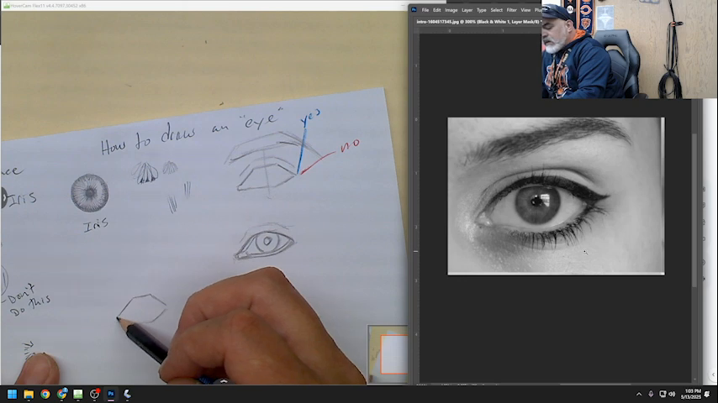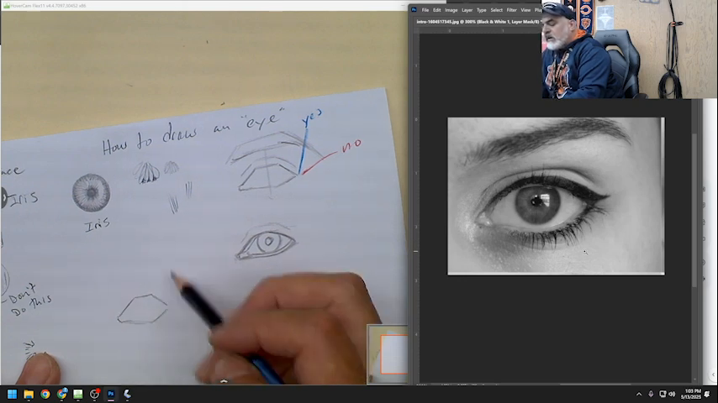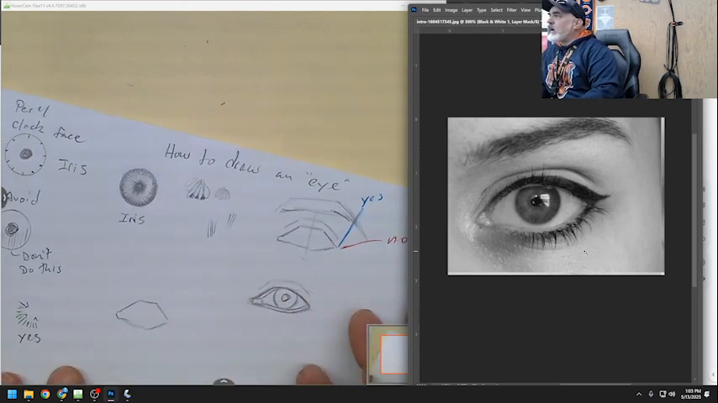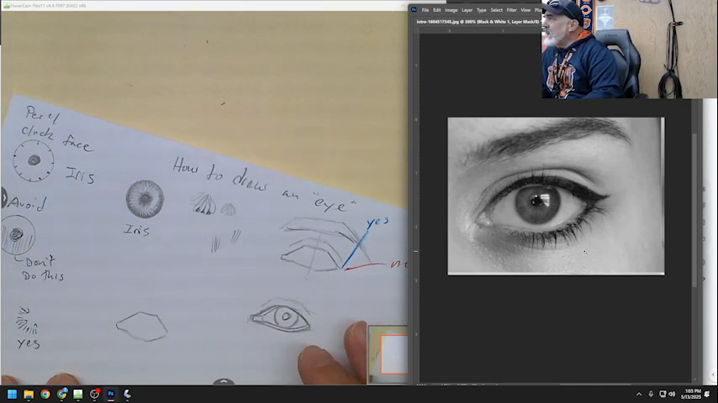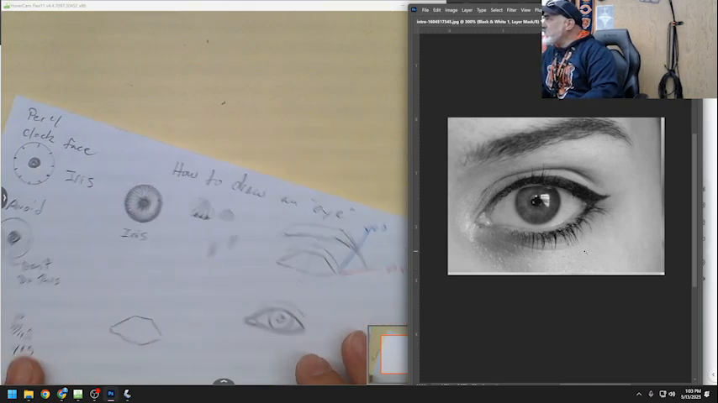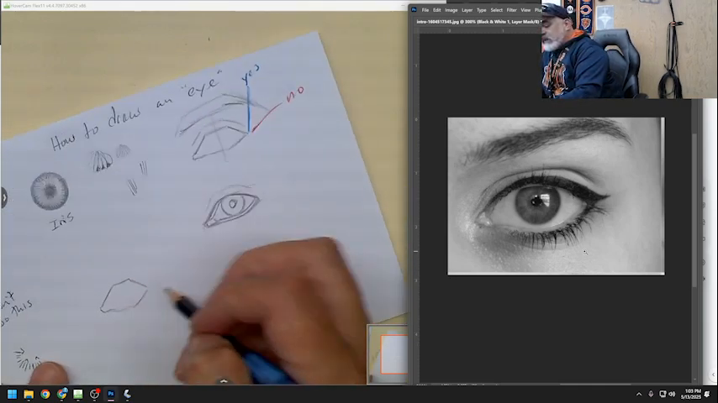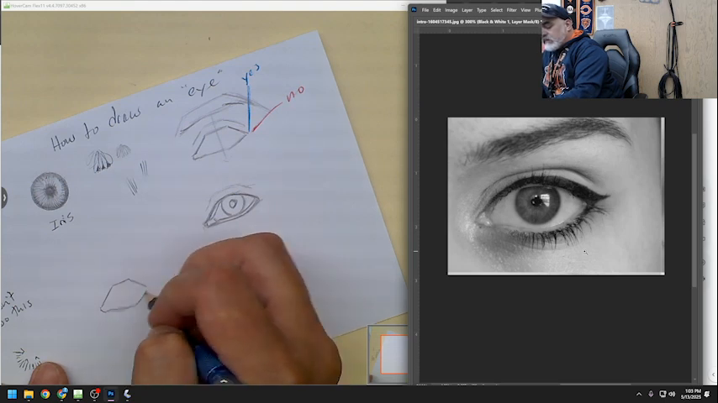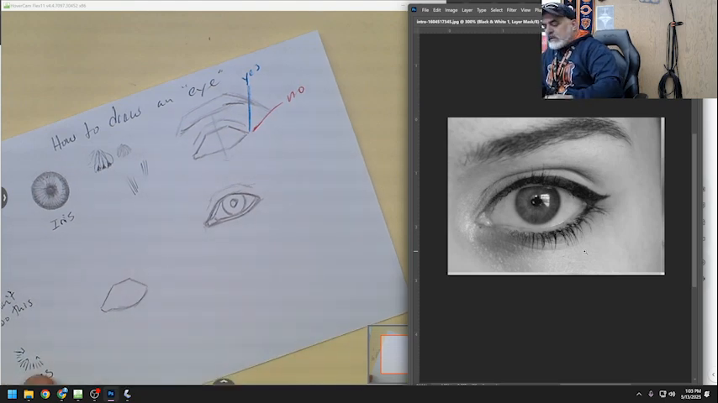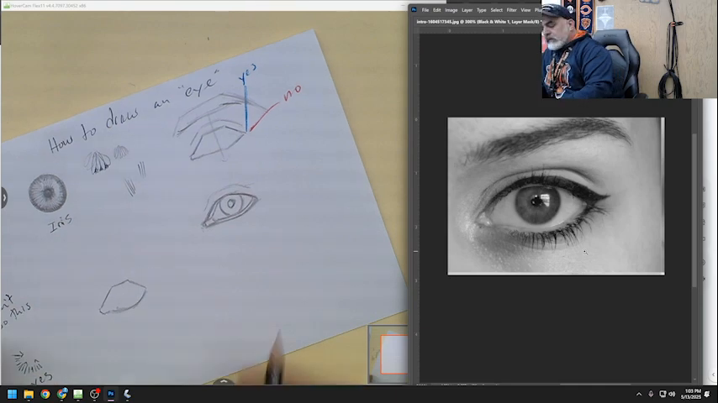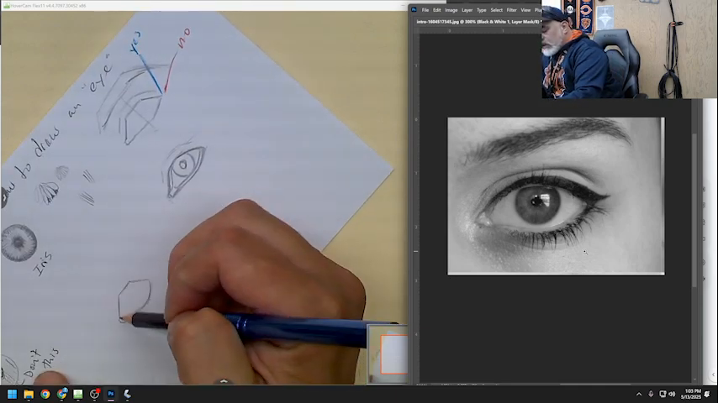Okay, and when we start talking about shapes of eyes, a lot of times we'll talk about cat eyes, almond eyes, slanted eyes, round eyes. And what we're doing is we're just giving a name to a shape. And once I have my angles in, again, I'm going to add and change those curves.